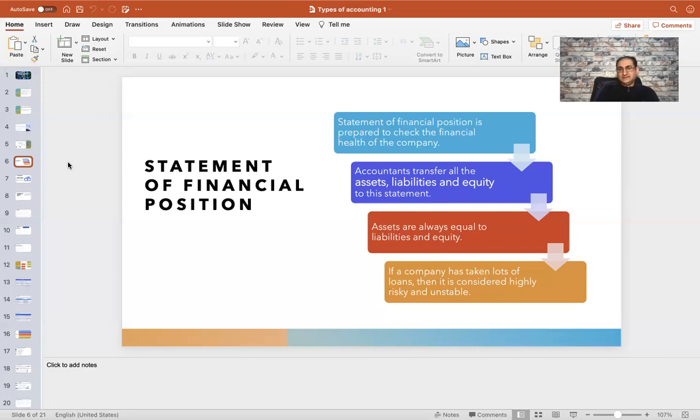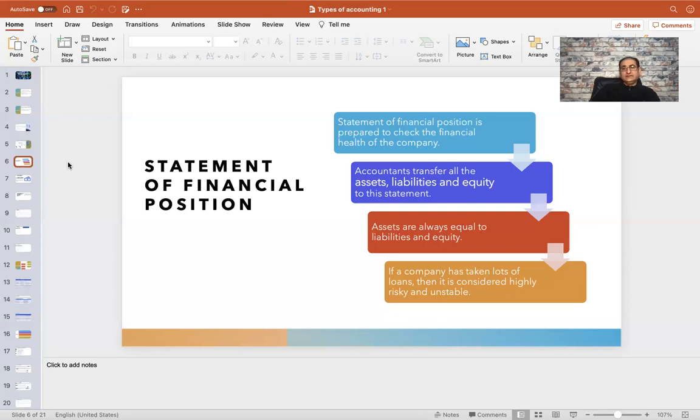The second term is liabilities. Liabilities are the loans. So if a business organization has taken a loan from the bank, then that is a liability. If any business wants to purchase finished goods from the suppliers on a credit basis, then again, it is a liability. So all the loans of the business are liabilities. The third term here is equity. It is also known as capital. So the investment of the owner in the business is equity.